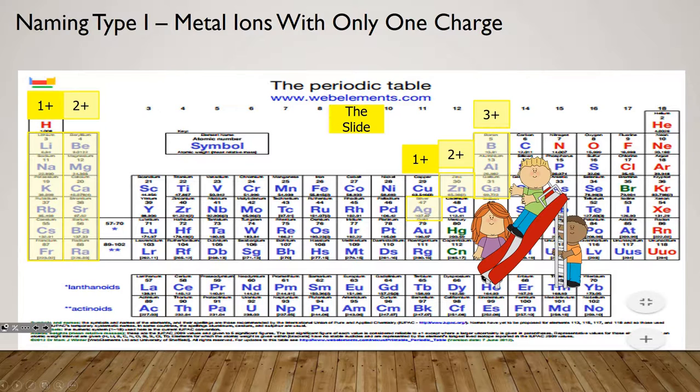Now remember that first column does not include hydrogen. So get yourself a note that says it doesn't include hydrogen. Okay, hydrogen's not included on that first column. We okay to move forward? Want to make sure everybody got that down.